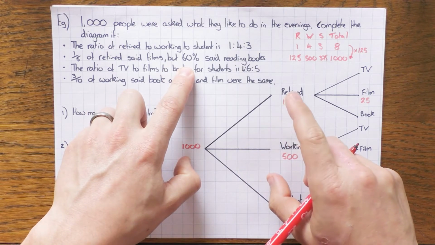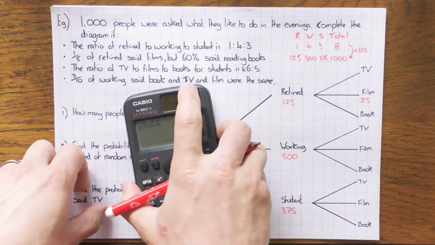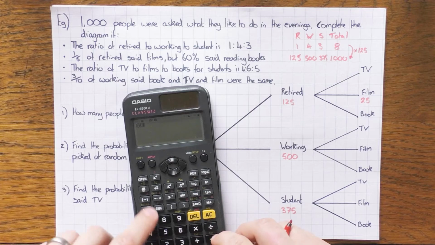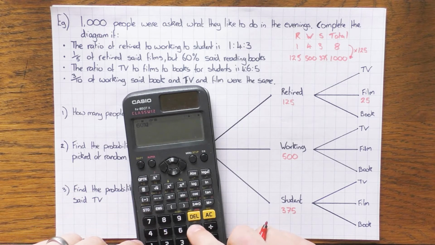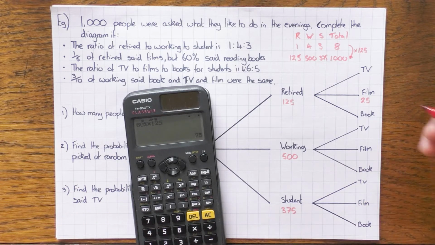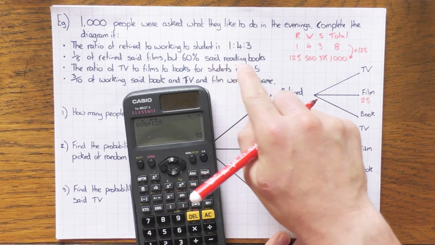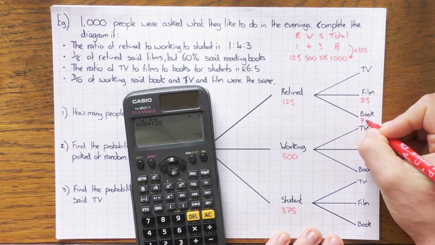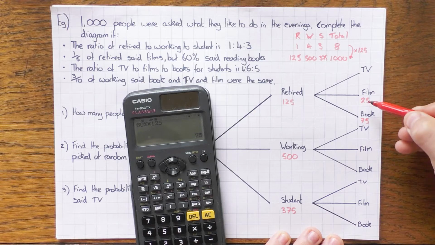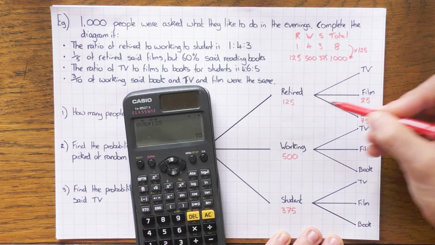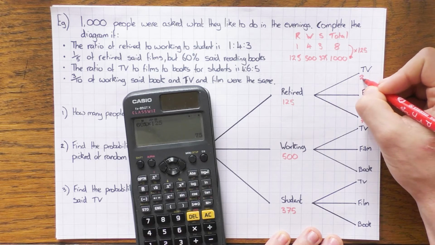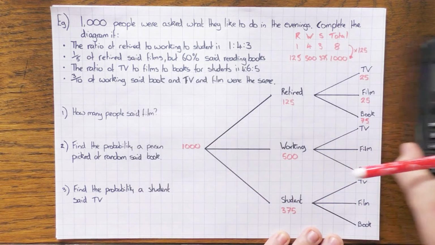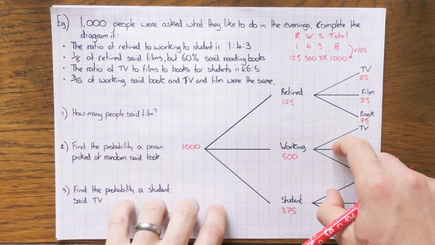60% said reading books. So find 10% and times it by 6. I'm going to cheat and just do 60% times 125, which is 75. And that was books. And then, of course, we can add these two up to find out what needs to be there. So 75 plus 25 is 100. If it's 125, 25 must have said TV. Cool. That's that bit done.